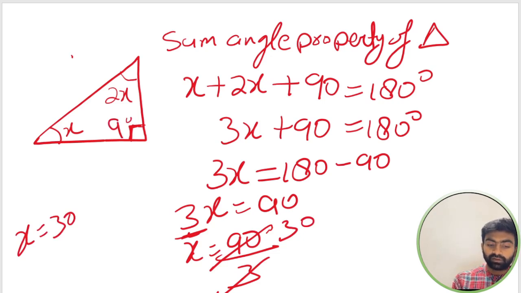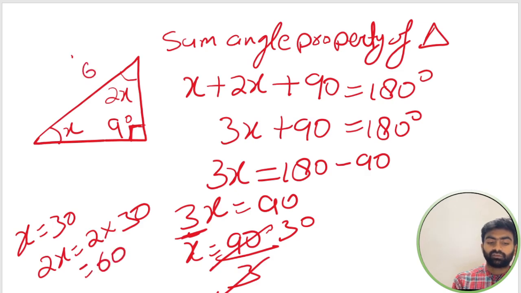So this one is of 90 degree, and 2x is equals to 2 multiplied by 30 is equals to 60 degree. So this one, 2x, is of 60 degree, this one is of 30 degree. Okay, like this. 30 plus 60, 90. 90 plus 90 is equals to 180. This means the answer is correct. Okay, answer is correct.